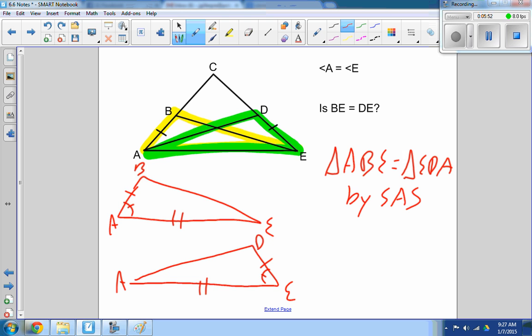So is BE congruent to DE? Well, let's look. BE is equal to DA, but is it equal to ED? No, it's not. So those are not congruent. Those are congruent. So if it asked is BE congruent to AD, that would have been congruent.